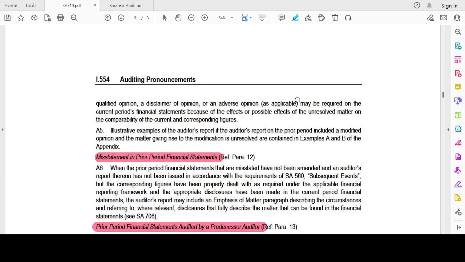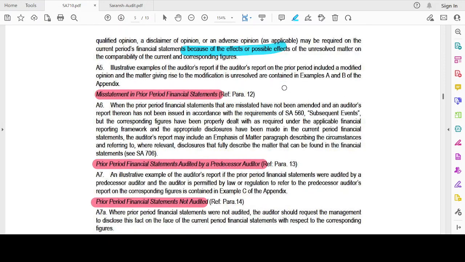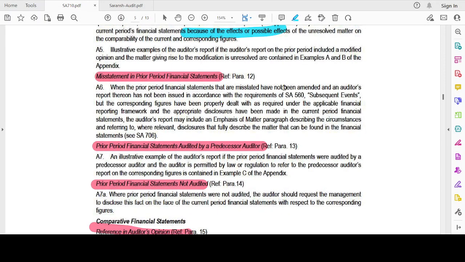Nevertheless, a qualified opinion may be required on the current period financial statements because of the effects or possible effects of the material misstatement. Now, misstatement in the prior period financial statements. When the prior period financial statements have not been amended and an auditor's report thereon has not been reissued, but the corresponding figures have been appropriately dealt with as per the applicable financial reporting framework, the auditor may include an Emphasis of Matter paragraph.